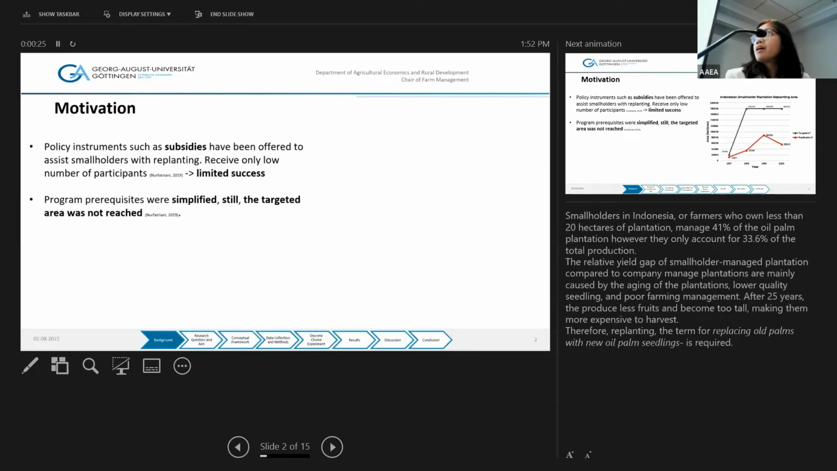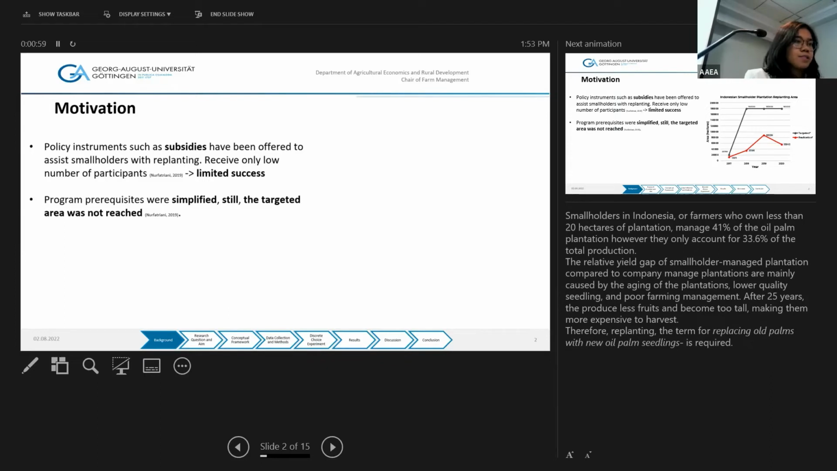In Indonesia, 41% of the oil palm plantations are managed by smallholder farmers, and these plantations are already old. When they're over 25 years old, they produce less and need to be replanted. But replanting is costly for smallholder farmers, so policy instruments such as subsidies have been offered to assist them with replanting. However, they receive only a low number of participants.